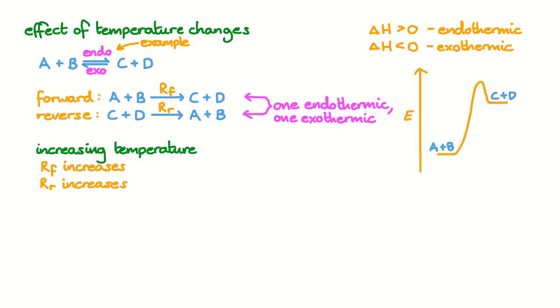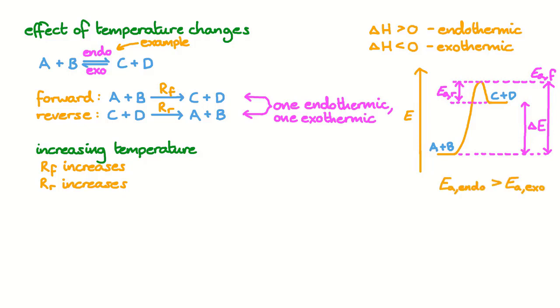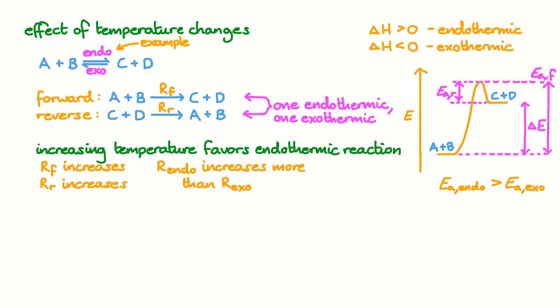Let's consider the reaction profile of this reaction. This is our change in energy. The activation energy for the exothermic reaction is relatively small. However, the activation energy for the endothermic reaction is quite big. So the activation energy for our endothermic reaction is greater than the activation energy for our exothermic one. An increase in the temperature will favour the endothermic reaction more than the exothermic one.